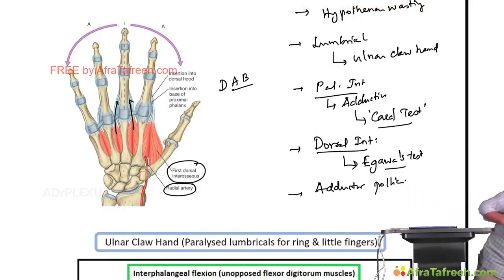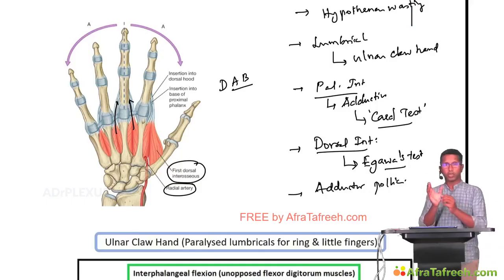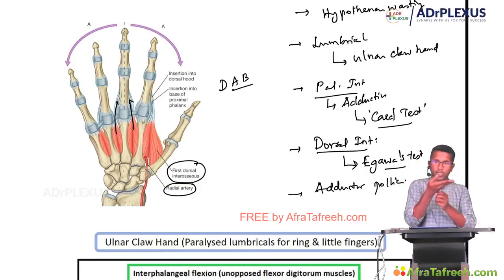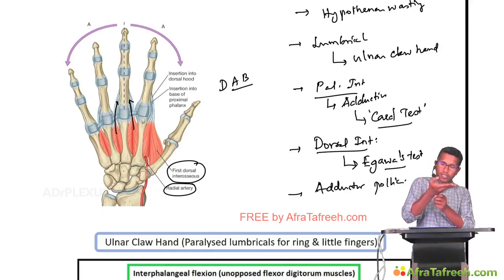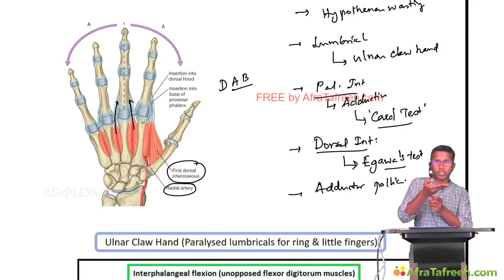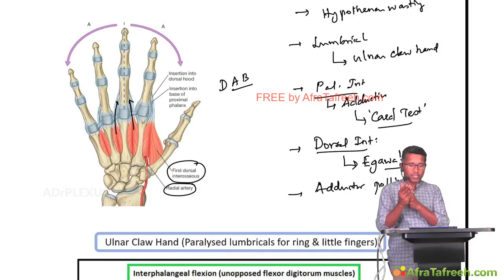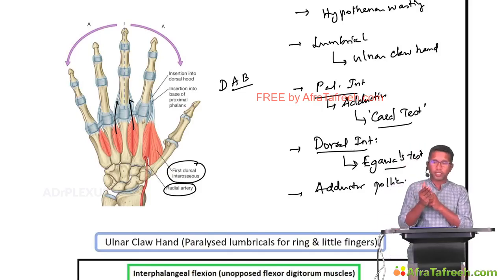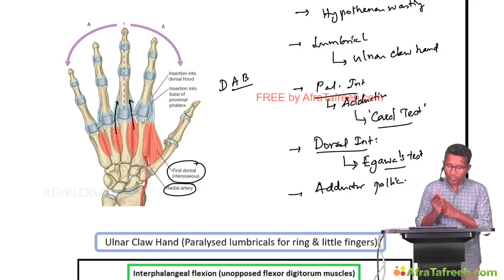So if the patient is not able to adduct his thumb, he will try to flex his thumb and try to hold the book, isn't it? So the flexion is caused by flexor pollicis longus. And what is the nerve supply for it? Very good, very good.